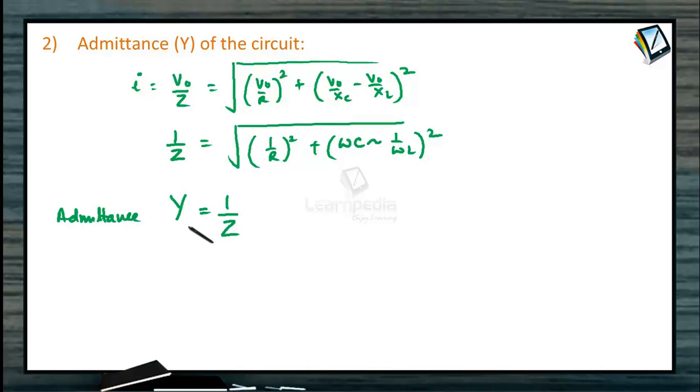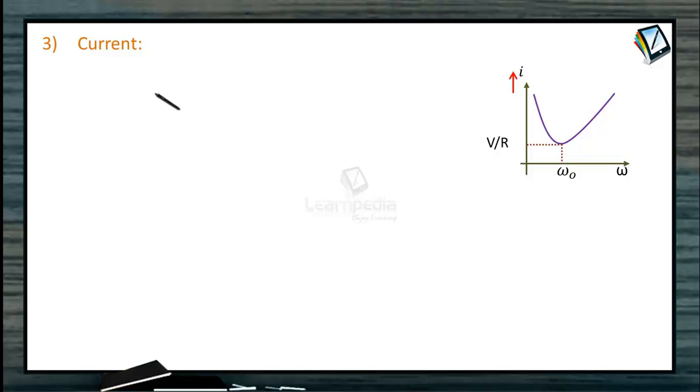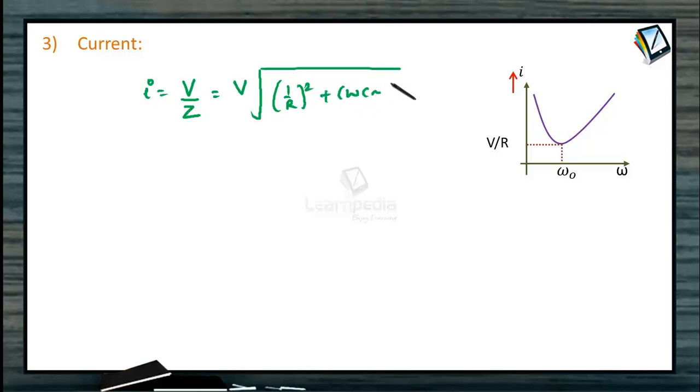So once we know the value of admittance, we can also calculate the current as 1 by Z. So it is V into Y. This will be the current. So finally, the current will be I is equal to V into Y or V by Z, that is equal to V under root of (1 by R) whole square plus (omega C minus 1 by omega L) whole square.